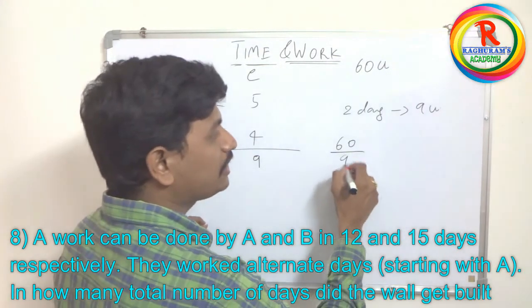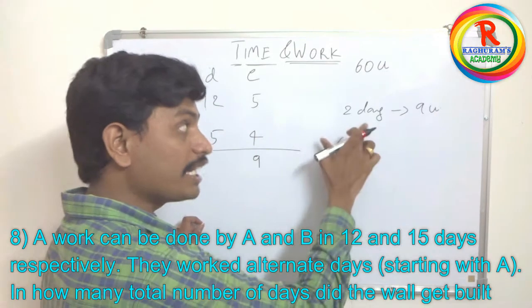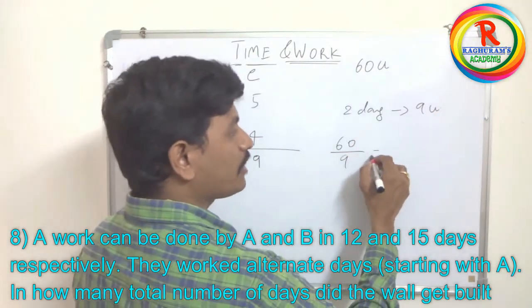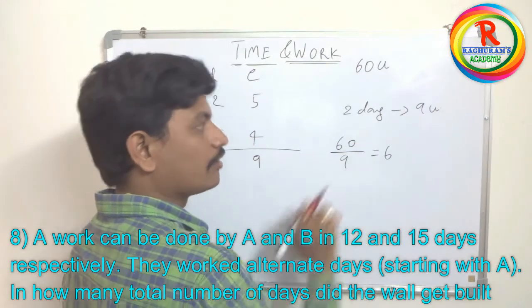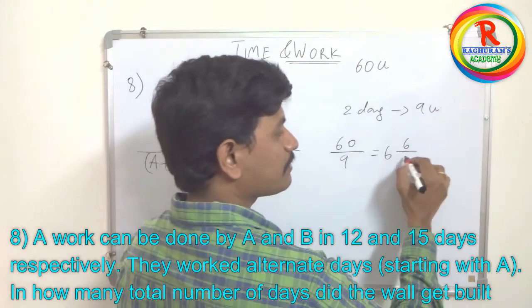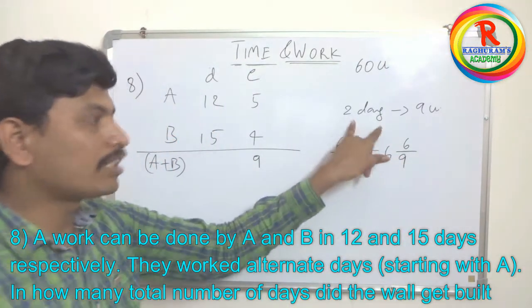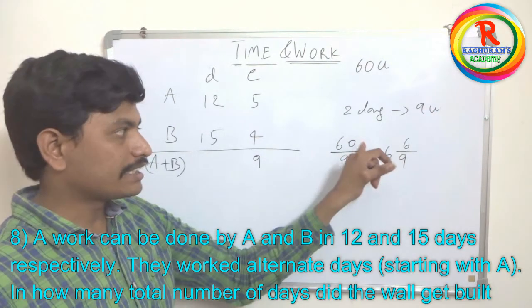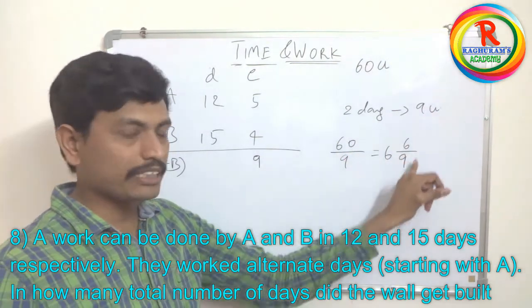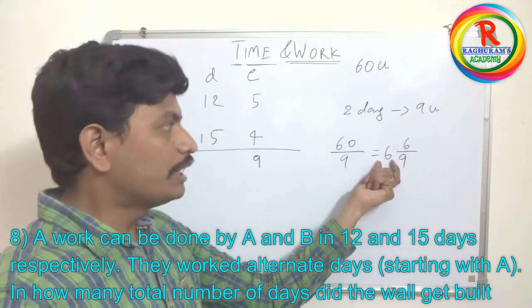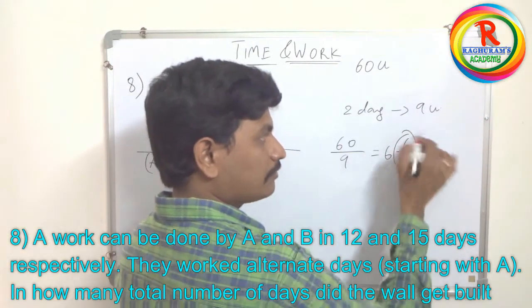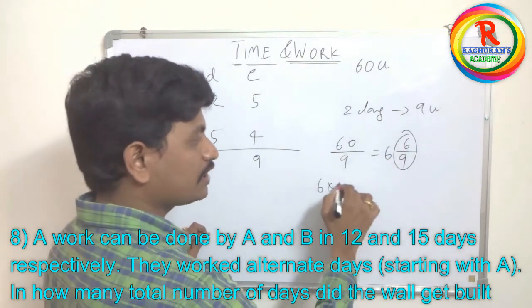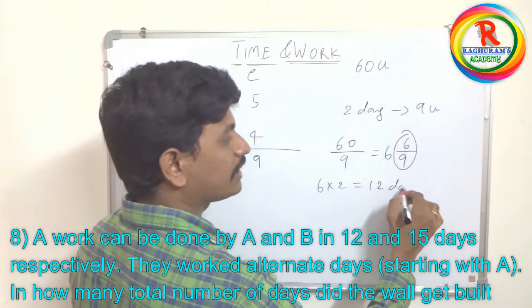So what do we get? 9 units per 2 days. So total work is 60. 60 by 9, so what do we get? 9 6s are 54 and what is left is 6 by 9. In this type of alternate days problems, first we take 2 days' work, 9 units, and 60 by 9 is 6 by 9, a mixed fraction. Now leave this mixed fraction for now, and 6 into 2 days is 12 days.